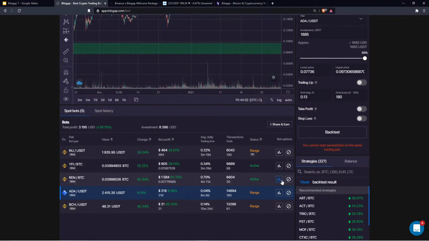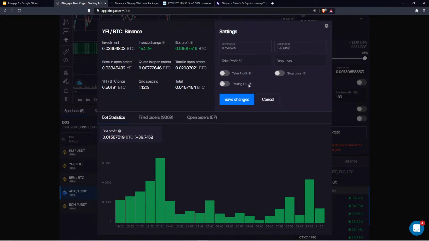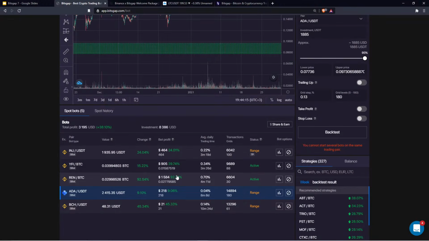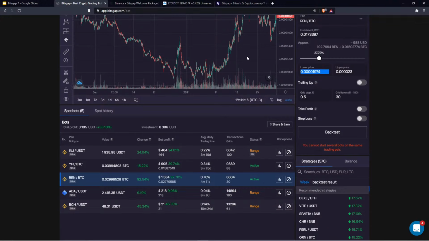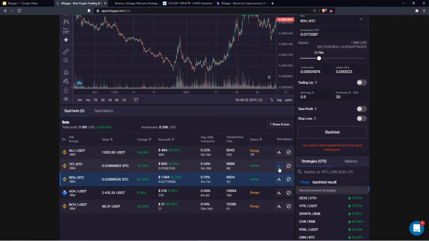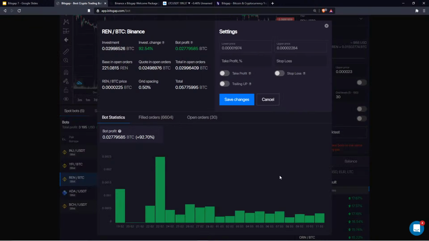These are my sample trades, which means that in some active trades I don't have trading up on. But in most cases, I actually have my trading up enabled, because I want my bot to follow the rally 24/7 on my behalf. If you forgot to switch the trading up on, you can always go to the settings and make sure it is on. Same applies to the stop loss, and same applies to the take profit.